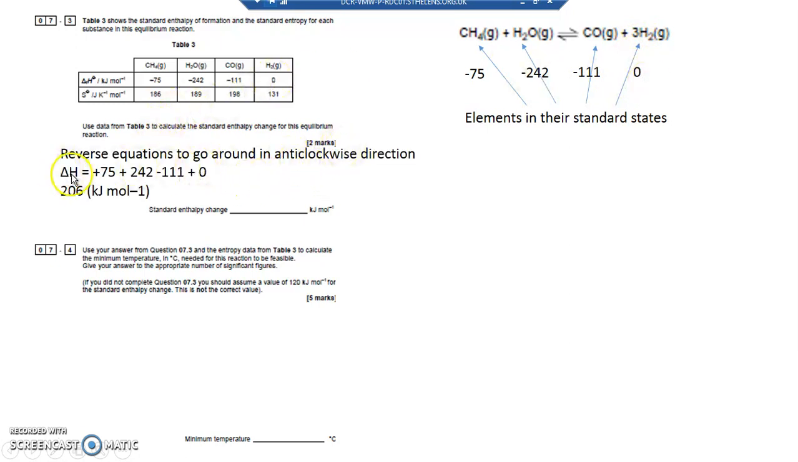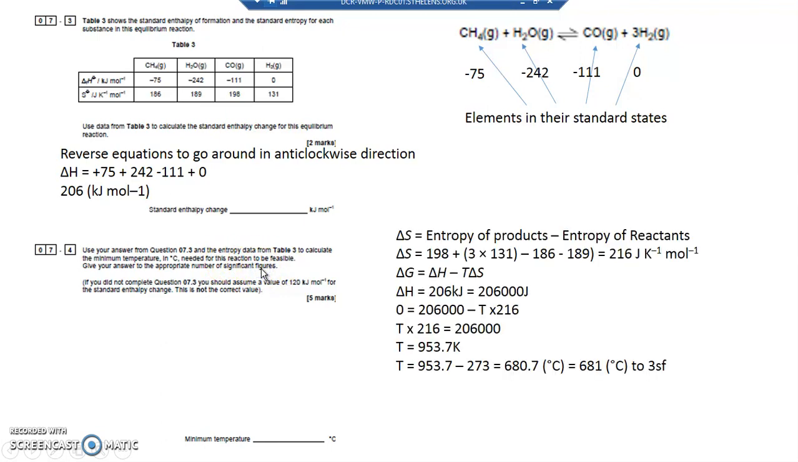So my enthalpy change is plus 75, plus 242, minus 111, and 0: 206, and it's in kilojoules per mole, because the other enthalpies are in kilojoules per mole. Use your answer from 7.3 and the entropy to calculate the minimum temperature needed for the reaction to be feasible.